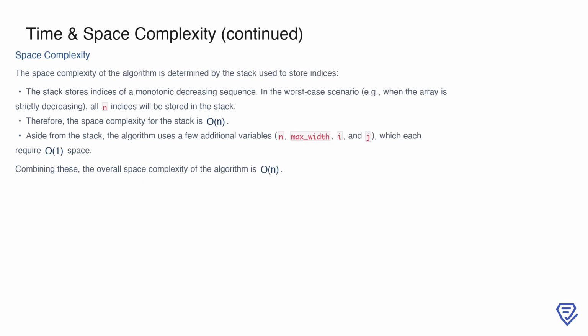Now let's examine the space complexity of the solution. The primary data structure used here is the stack, which stores indices of a monotonic decreasing sequence. In the worst-case scenario, such as when the array is strictly decreasing, all n indices would need to be stored in the stack. This means the space complexity of the stack is O(n). Apart from the stack, the algorithm uses a few additional variables, including n, max_width, i, and j, all of which require constant space, or O(1). When we combine these, the overall space complexity of the algorithm becomes O(n).